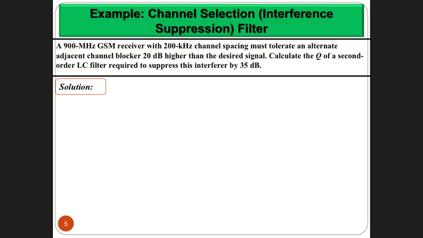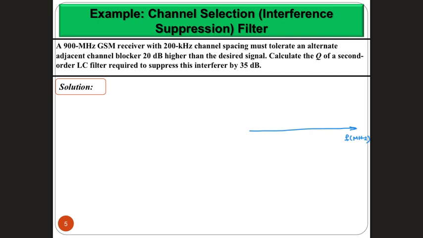Can we do that? So to answer the question that was asked in the previous slide, let's take this example and see whether it's really doable in terms of filtering out all adjacent interferers or not. So let's look at the problem. It says that we have a 900 megahertz GSM receiver with 200 kilohertz channel spacing. Okay, so basically, I'm going to try to draw this as we go through the description of the problem. So this is our frequency in megahertz, and we have a 900 megahertz GSM receiver.